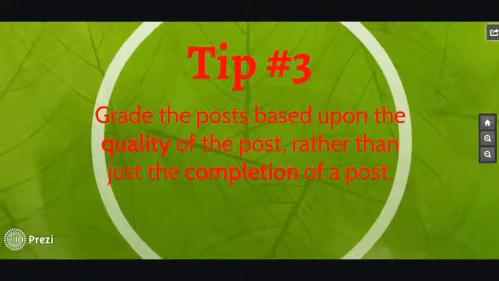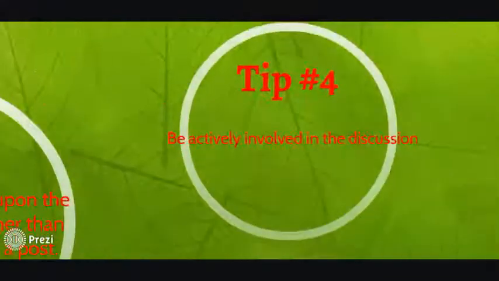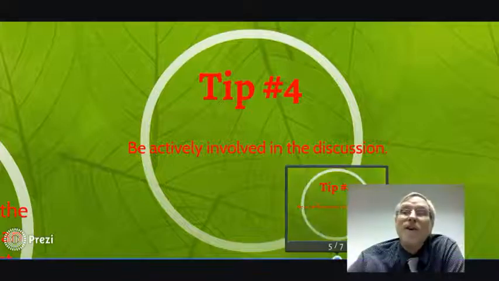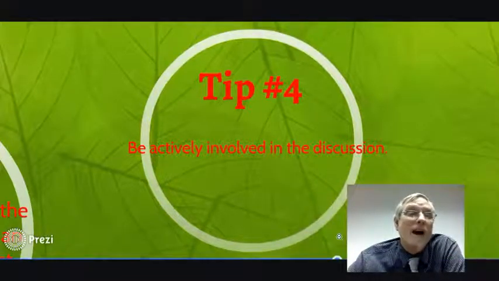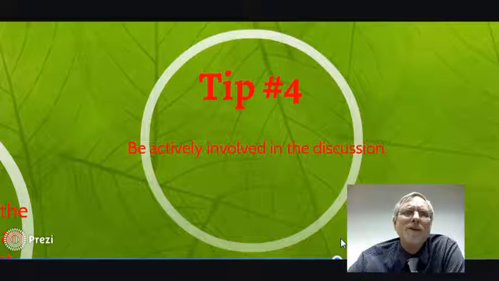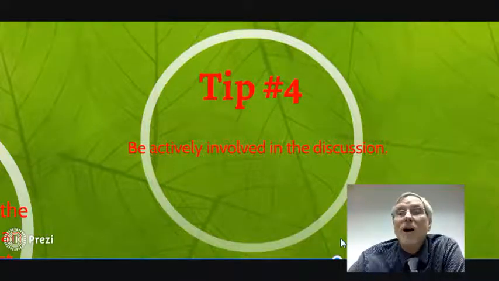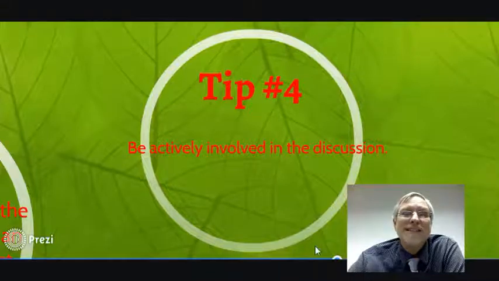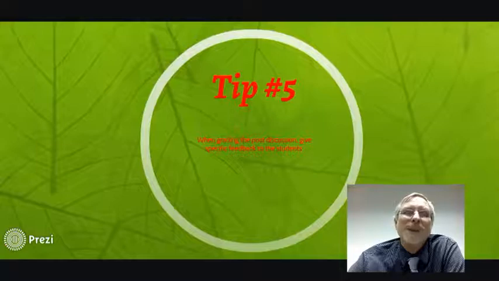Tip number 4. Be actively involved in the discussion. Students need to know that you are there looking. Students need to know that you are there reading what they're writing. And you have to monitor what's going on. Sometimes the discussion goes off into a tangent and you need to bring it back. And often you just need to stand back and look and listen because wonderful things are already happening.